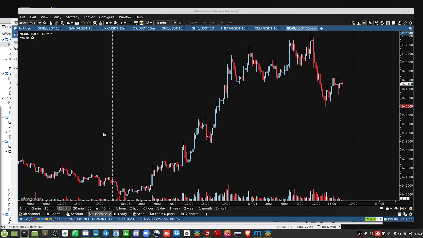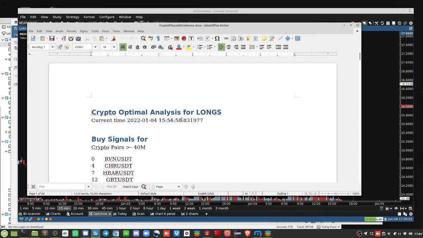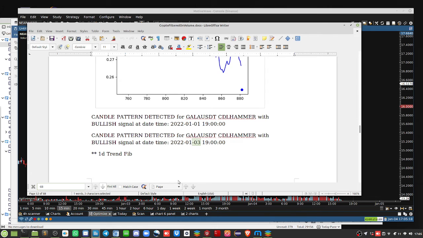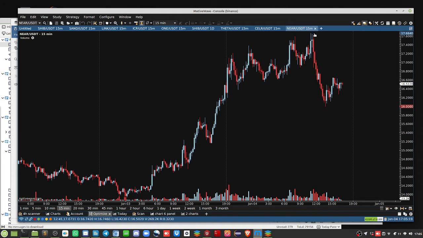And then next one we have is long filtered on volume. So let me put that in. So after 7 p.m., instead of searching for January 3rd, I'd be searching for January 4th for the most up-to-date. So again, we have Cardano. We already looked at that. Gala is an interesting one. Let's look at that one.